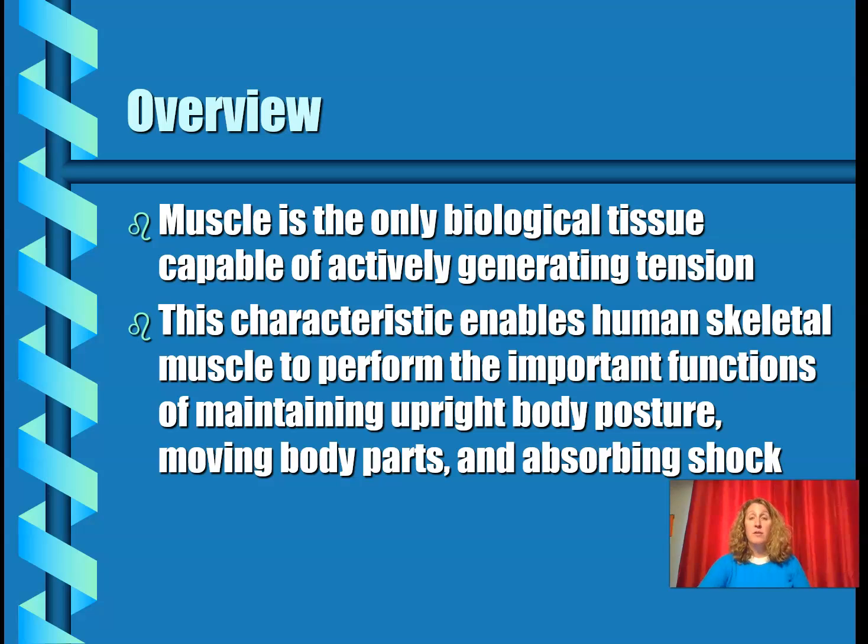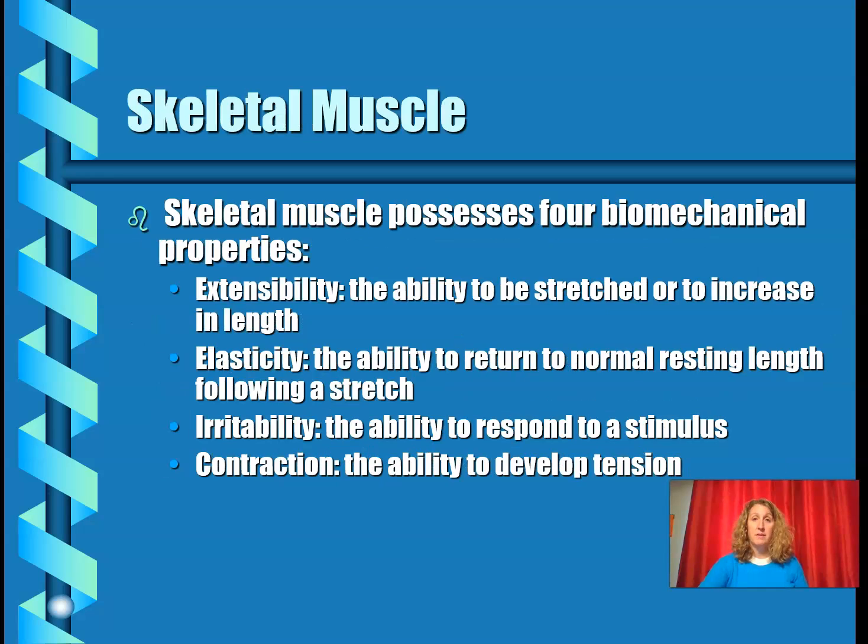This is the overview for improving muscle performance. And when we're looking at muscle, we're looking at the only tissue that is capable of generating tension. And that tension allows for the muscle to do the significant functions of maintaining posture, creating tension, absorbing shock, moving body parts. So as we move forward, we're going to be discussing all of the different components of muscle performance and how we can provide exercise to improve those components.